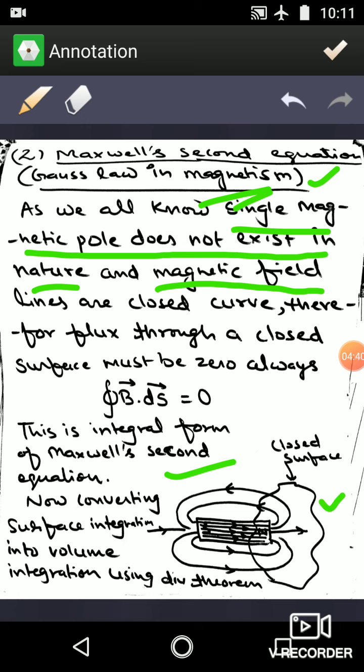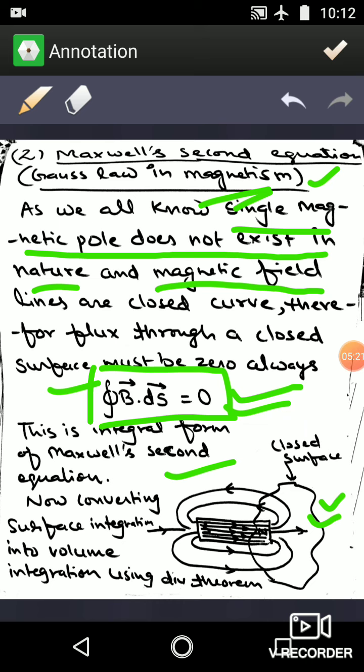If we take a closed surface in a magnetic field, then the total magnetic field lines entering this surface will be equivalent to the total magnetic field lines exiting from this surface. Therefore, magnetic flux from a closed surface will always be equal to 0. That is, the integration over a closed surface of magnetic field will always be 0. This equation is the integral form of Maxwell's second equation.